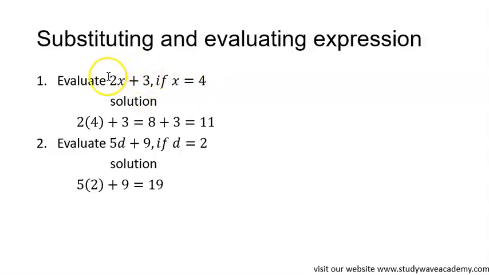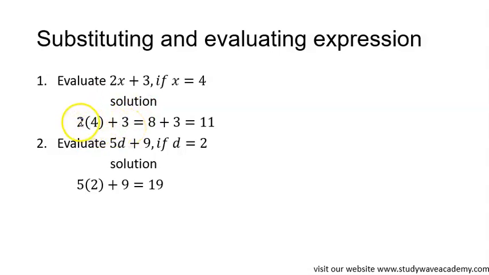Now we have this expression, 2x plus 3. We have to evaluate it, that is, calculate the result of the expression. Here, x is 4, so we are going to substitute x. We are replacing x with 4. So we have 2 times (4), where there is x, we put 4. Here x is equal to 4, so where there is x, we put (4) plus 3.